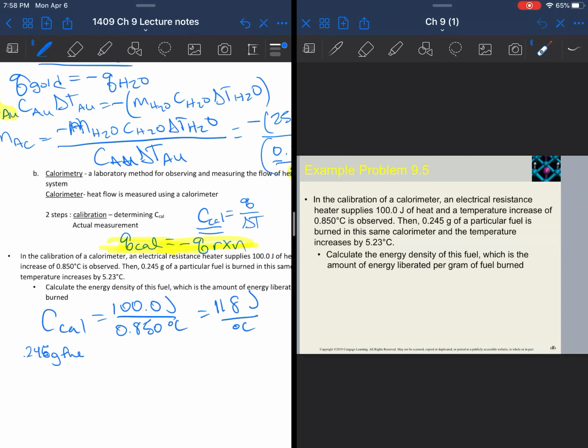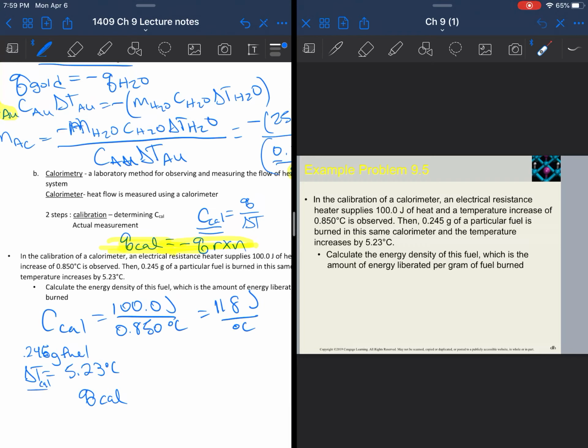All right, now we have our reaction. Our reaction uses 0.245 grams of fuel. We know that when it is burned, in the same calorimeter that we just calibrated, delta T is 5.23 degrees C, right? That's of the calorimeter. The water goes up 5.23 degrees C. We want to calculate the energy density of this fuel, which is the amount of energy liberated per gram. So we want to find Q per gram.